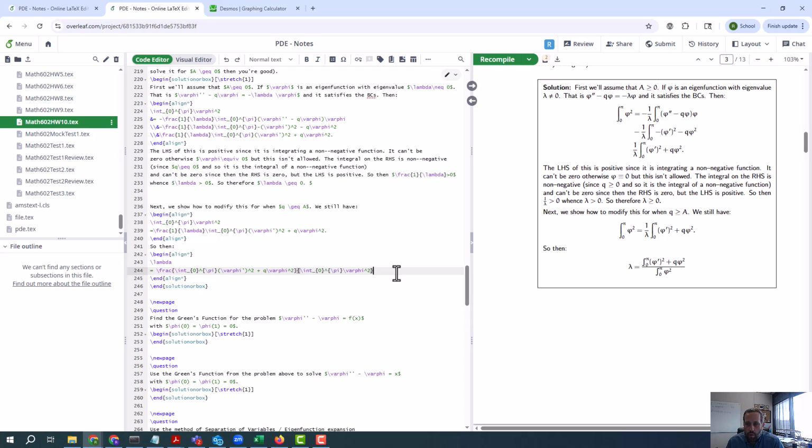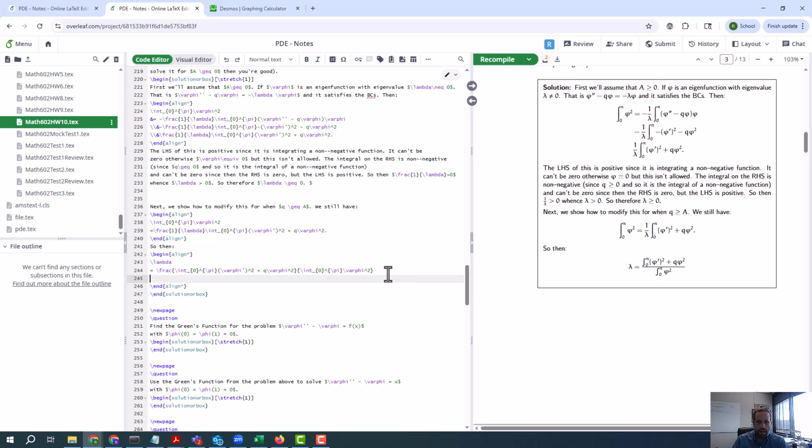Okay, so now what we're going to do is this. What do we know about q? We know q is greater than or equal to a. So this is going to be greater than or equal to this. But in a here, let's see what we get when we do that.